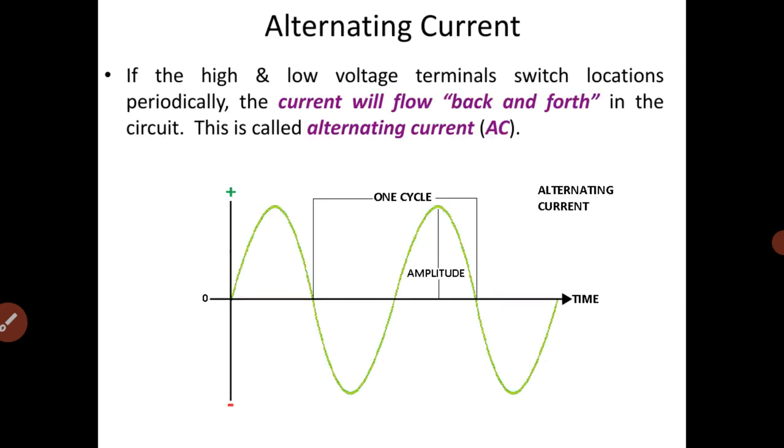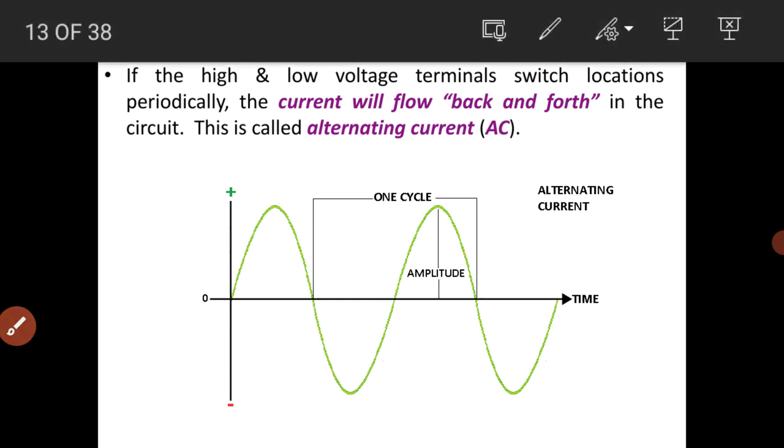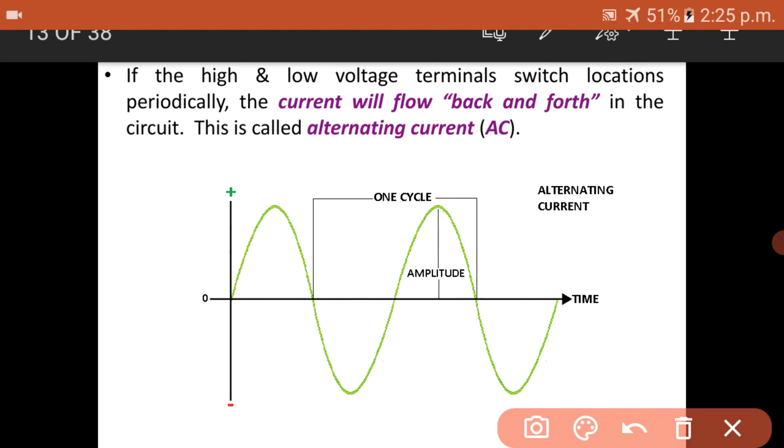Next is alternating current. What is meant by alternating current? There are two types of current. First is AC and second is DC. AC is known as alternating current and DC is known as direct current.